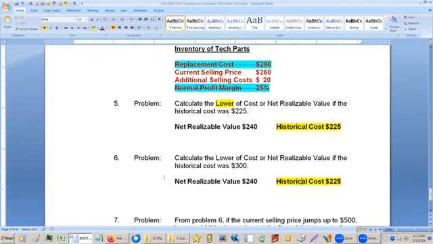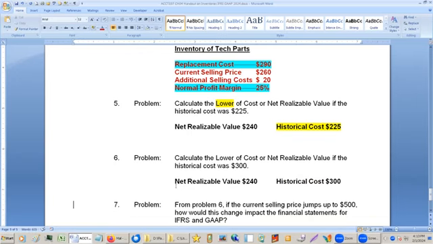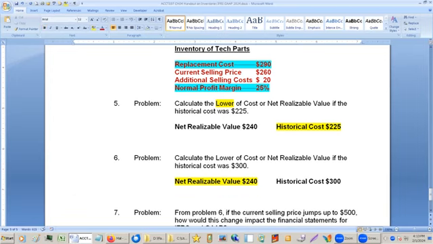Okay, let's go to the next one. Net realizable value still 240. They tell us the historical cost is 300. So which one's going to be the lower of the two? The net. Yep. And here's the whole idea behind this. Look, we paid 300 for this thing, whatever it was, but we can only sell it for 240. So we're going to write it down. So we will write it down, it'll look like this.